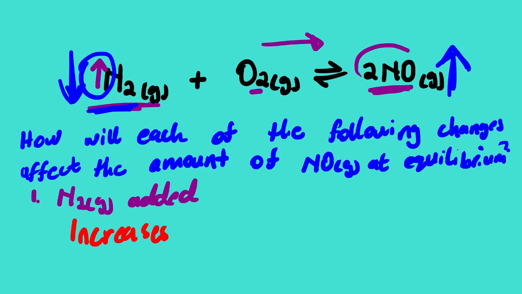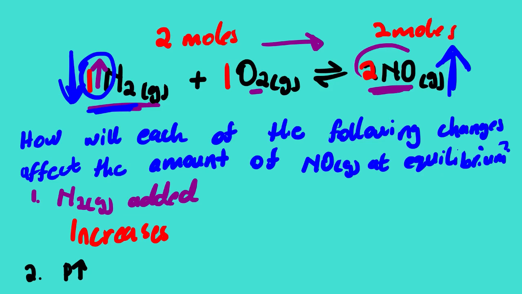So for the second question, what changes will affect the amount of NO gas if we increase the pressure? Now remember that when it comes to pressure, we have to analyze the equation. We can see that we have 2 moles of NO on the right hand side, and we have 1 nitrogen and 1 oxygen. So the sum of the two is 2 moles on this side, and we also have 2 moles on this side. So there's no reaction that will be favored in this case. It means that it will remain the same.